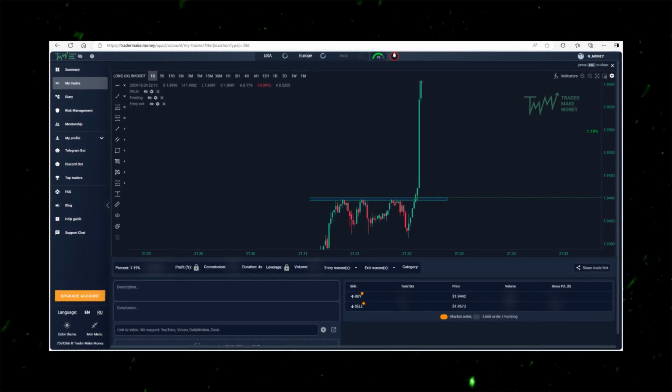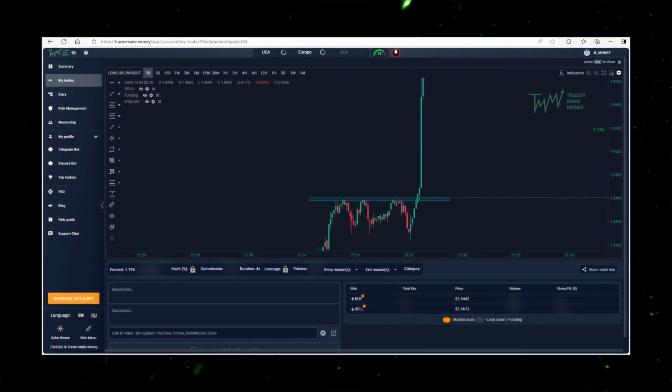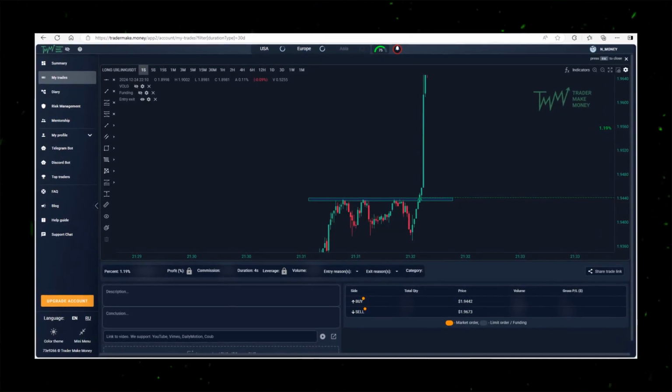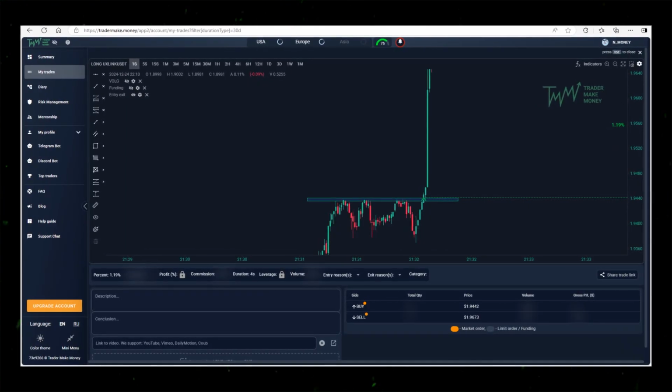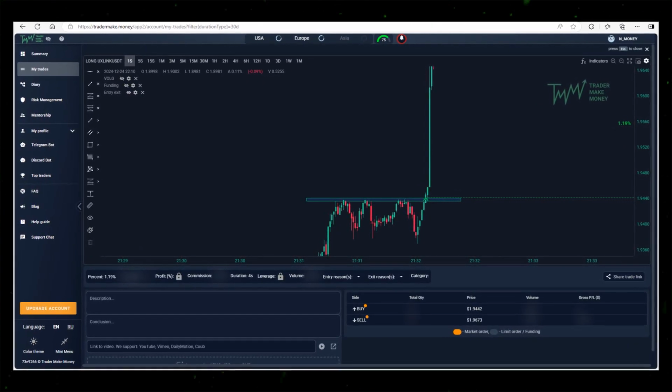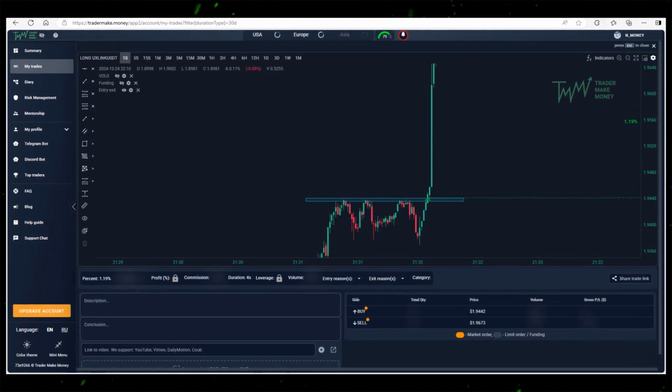I usually enter scalper trades with high leverage, therefore even 1% profit is good. The minus of the strategy is that you need to spend a lot of time at the computer, but the plus is that you can earn very well.